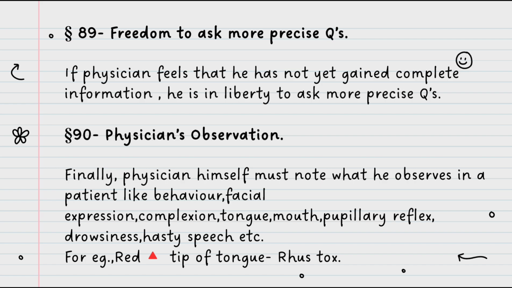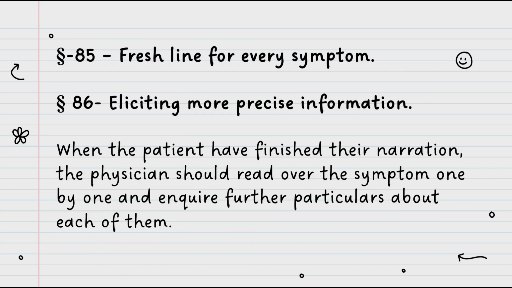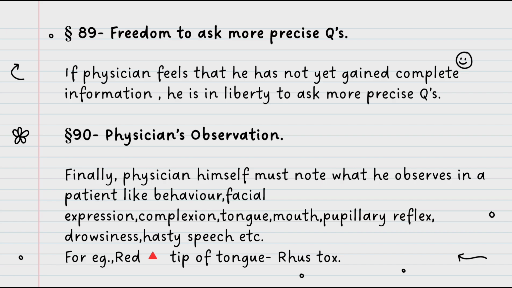Okay, so more precise questions. If it is opposite, it is 86, more precise questions. If it is opposite, then 89, freedom to ask more precise questions. 86, 89, like that you remember.